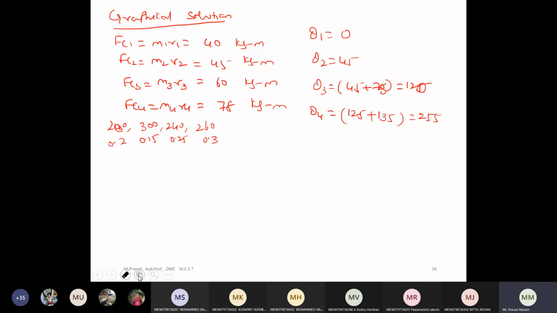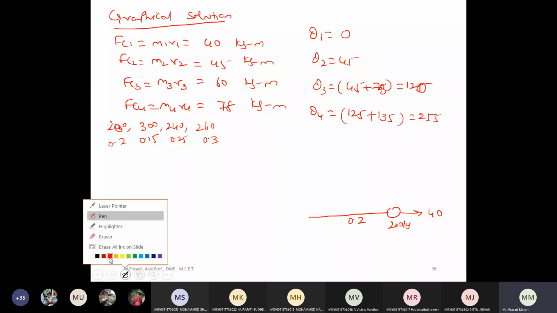Okay, let me draw here. The first mass is 200 kg. This is radius of rotation 0.2. For the centrifugal force, how much am I getting? 40 kg meter. This makes an angle of 0 degrees. Now, where is the second mass located? At an angle of 45 degrees.